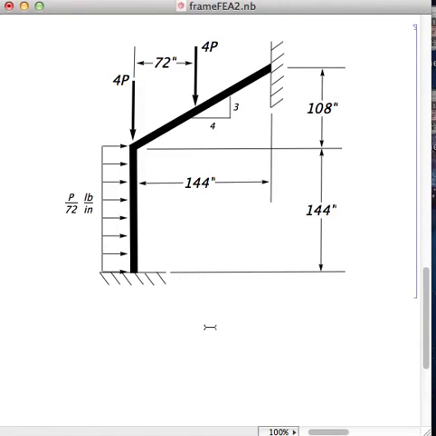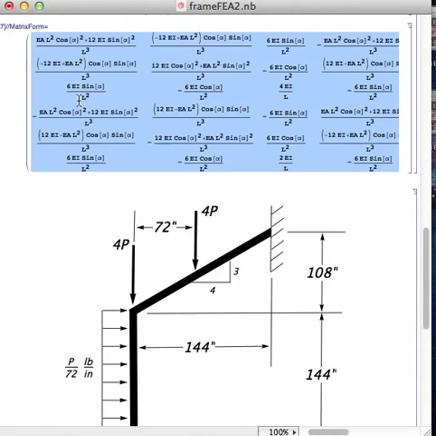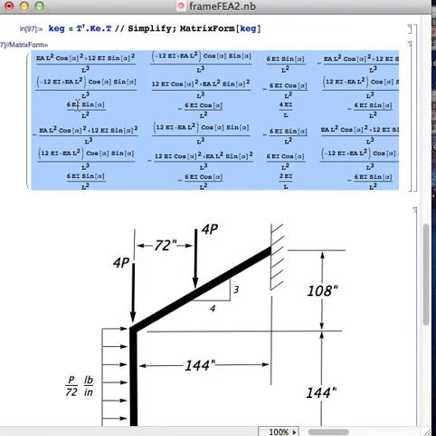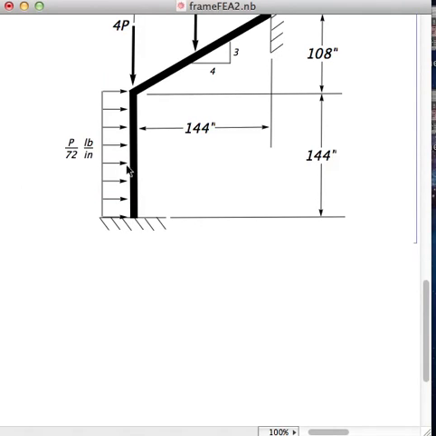Okay. So again, we're going to start with the knowledge that we've already developed the element stiffness matrix for an arbitrary oriented frame element. So we're going to consider this element right here. We're going to call that element 1. So what I'm going to call KE1, that'll be the element stiffness matrix for this element.